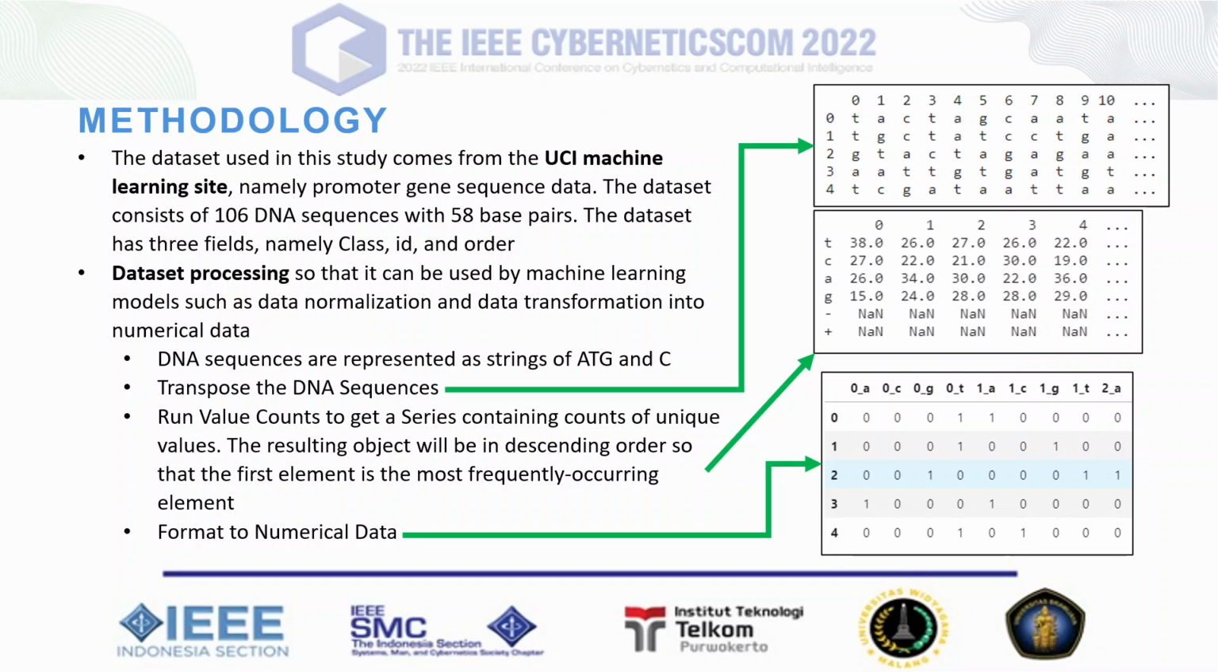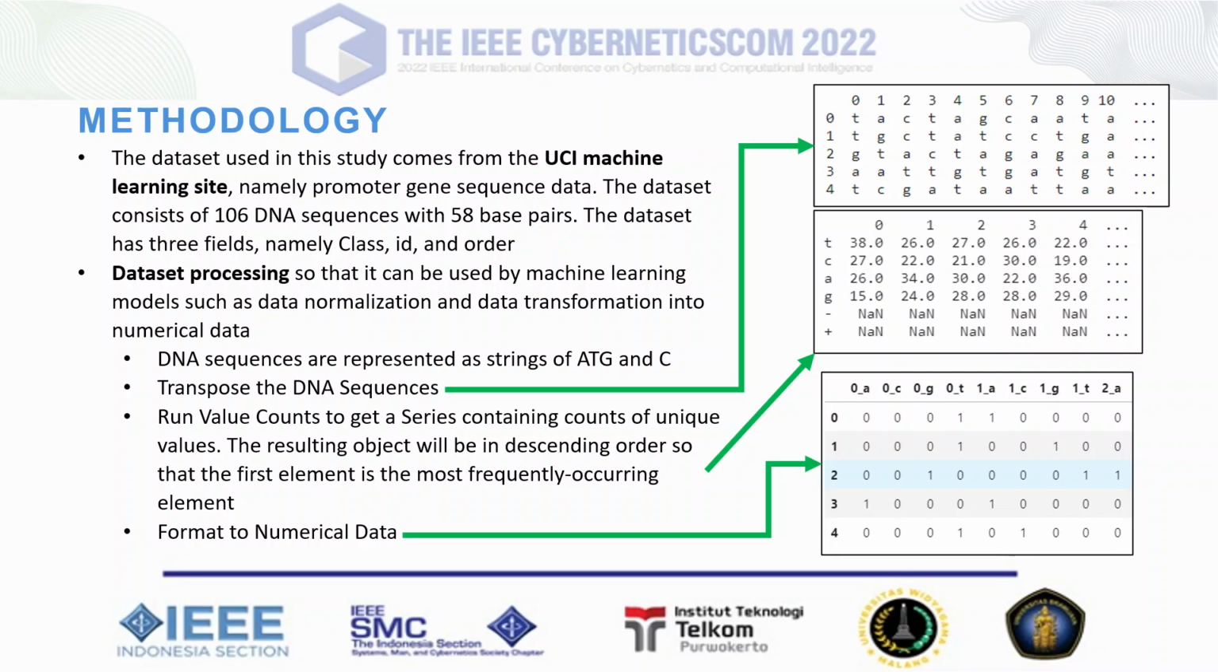For the first step, data sequences are represented as strings of A, T, G, and C. And the second is to transpose the DNA sequence. You can see in the figure the matrix transpose, like 0, 1, 2, 3, and 5 with a matrix T, A, C, and T, A, C, and G. And the third step is to run value count to get a series containing counts of unique values. The resulting object will be in descending order so that the first element is the most frequently occurring element.